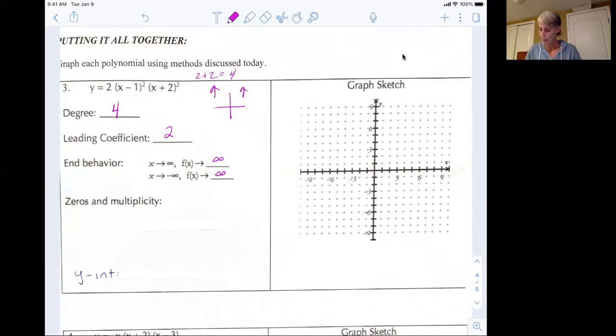Now we want to make a zero multiplicity chart. So we have to start with our original function and set it equal to 0.